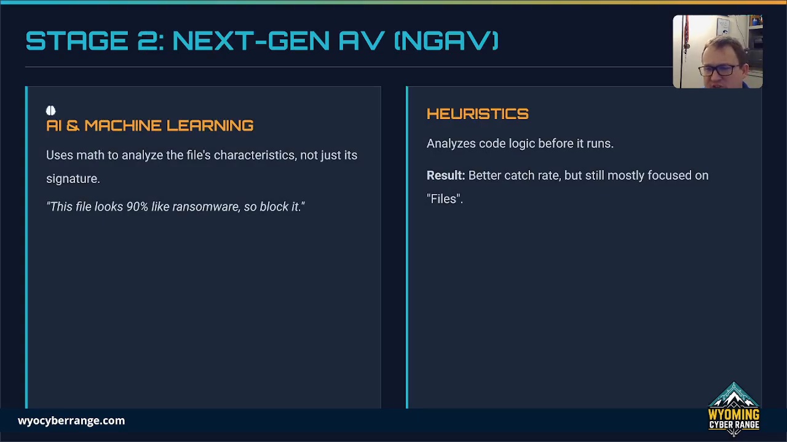Which brings us to stage 2, which is our next-gen antivirus. With AI and machine learning, instead of looking for the exact match, it uses math to analyze the file's characteristics. It says, well, the file looks 90% like ransomware, so I'm going to block it, even if it's never seen that file before. It uses what we call heuristics, which analyzes the code logic before it even runs. Now, this is much better than legacy antivirus, but it is still mostly focused on analyzing files. So we need something that can look more into the actions of a file and not the file itself.